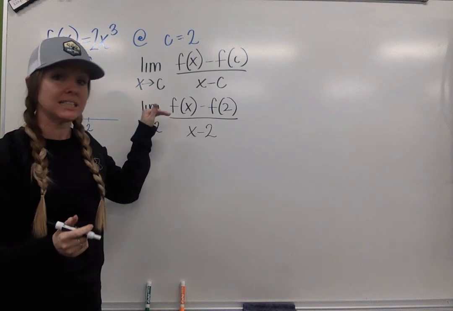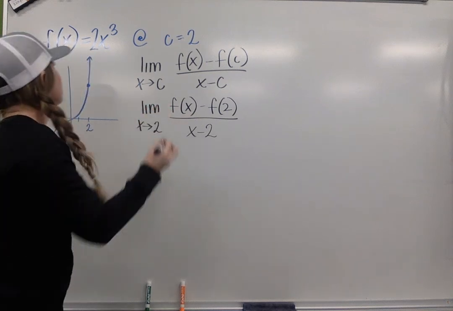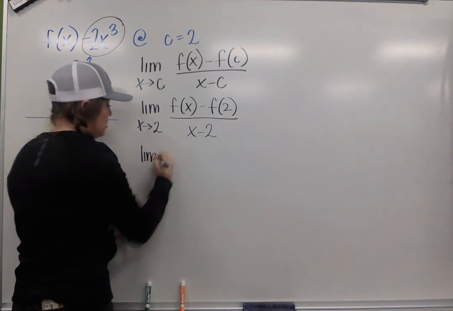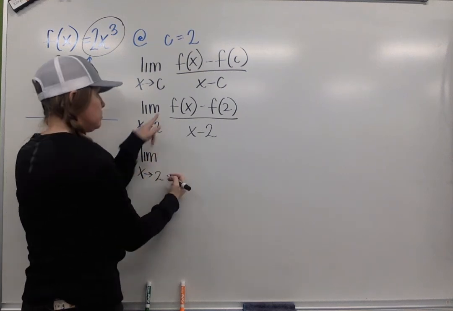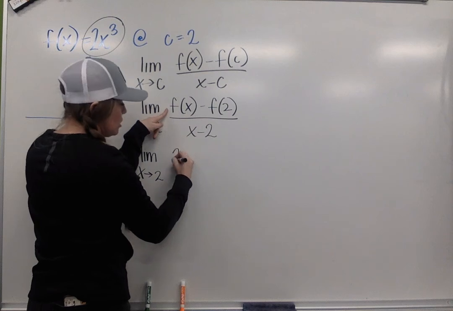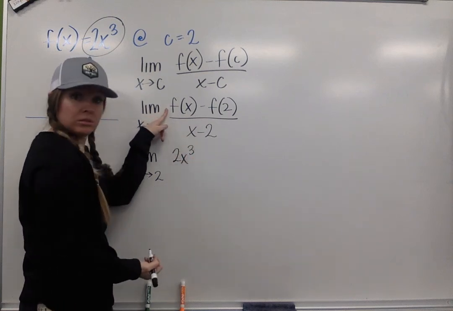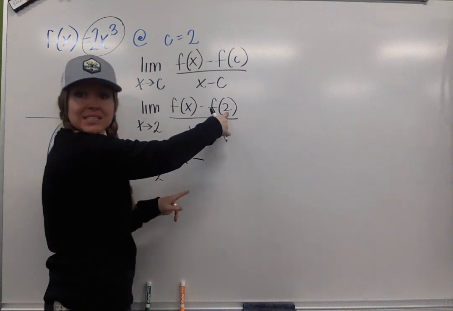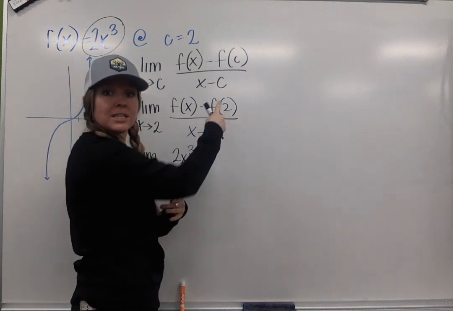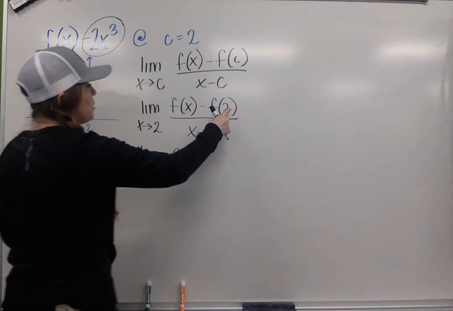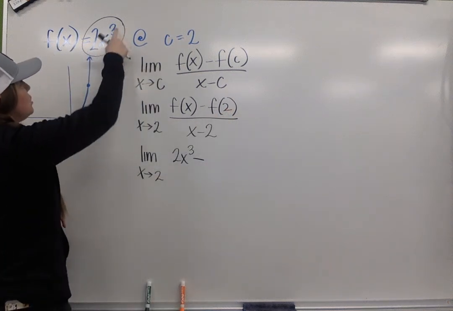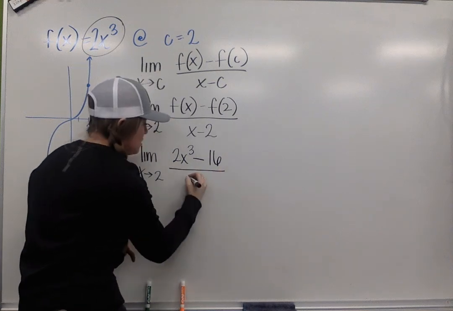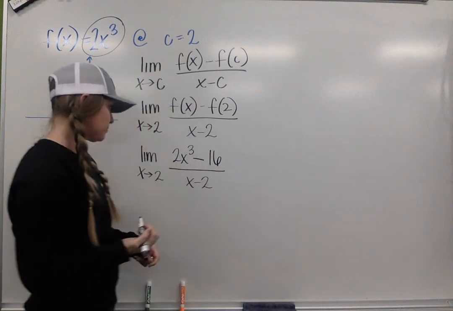Okay, we have this f of x. F of x is literally your function, which we have here. So I'm going to make that change. The limit as x approaches 2, f of x is 2x cubed minus f of 2. This means I'm plugging 2 into my function. This is my y value. So I plug 2 in. 2 cubed is 8 times 2 is 16 all over x minus 2.